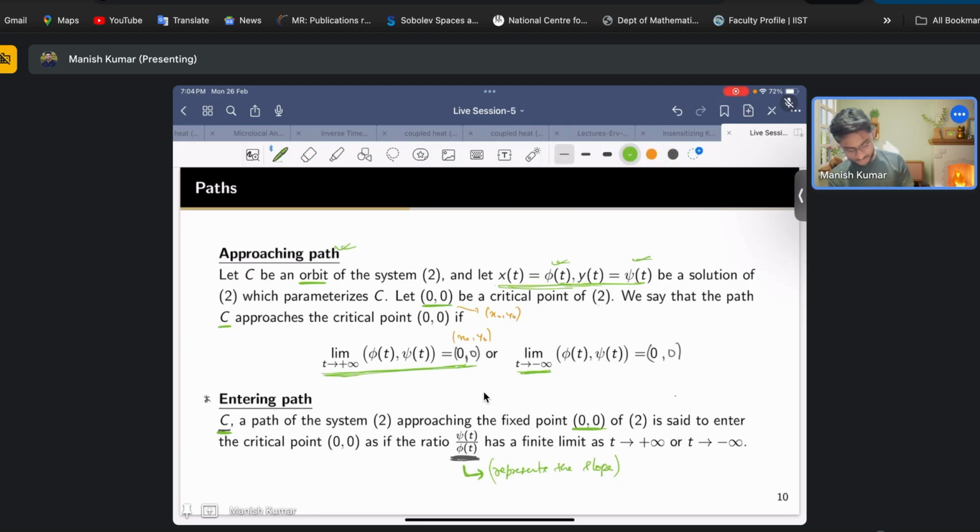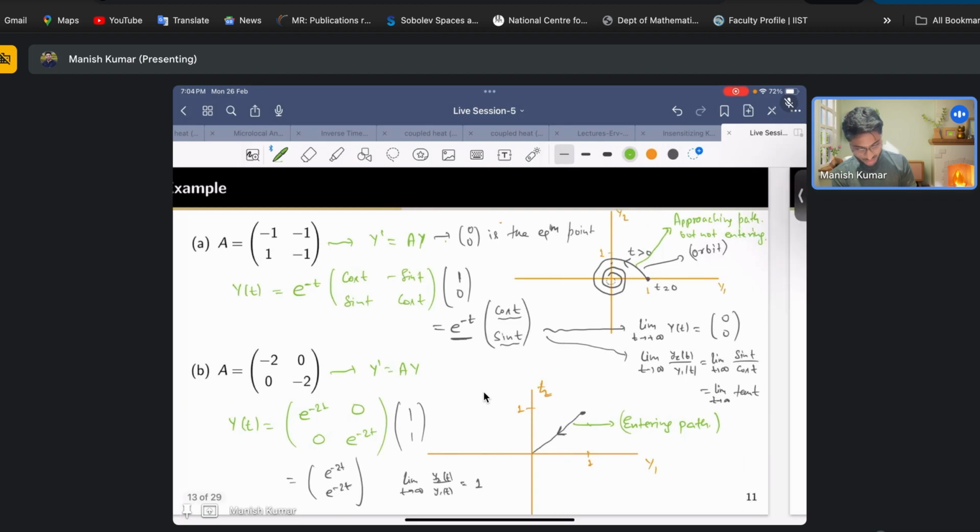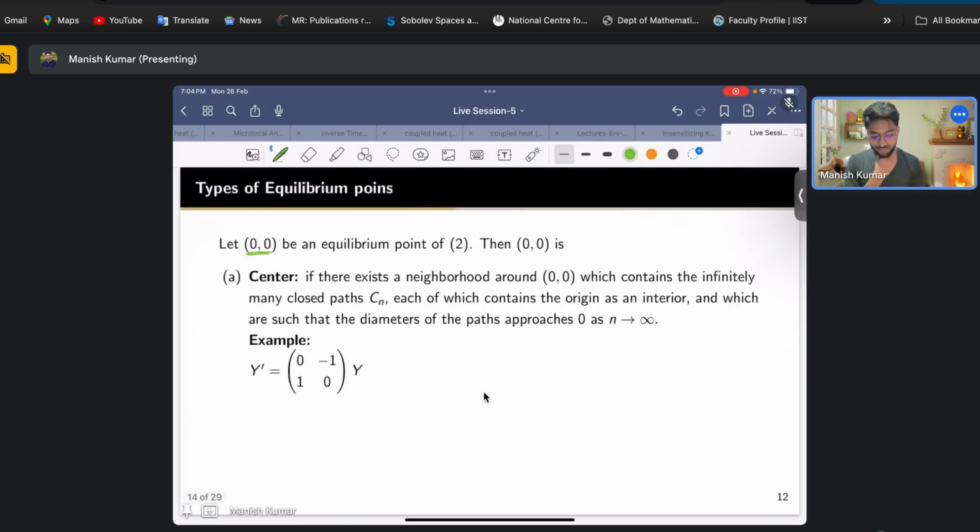Okay, then this was about this path. Now let us try to see how we can distinguish the equilibrium points. There are a few notions, and we'll see them one by one. Let us start with the center. What is a center equilibrium point?